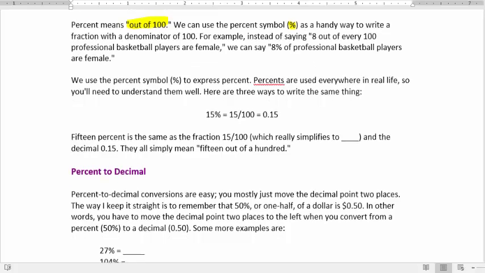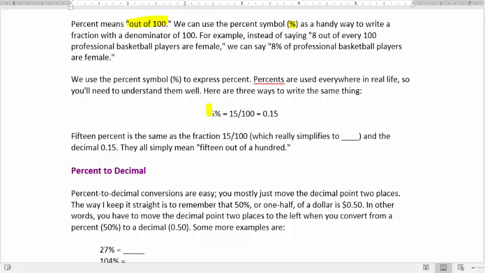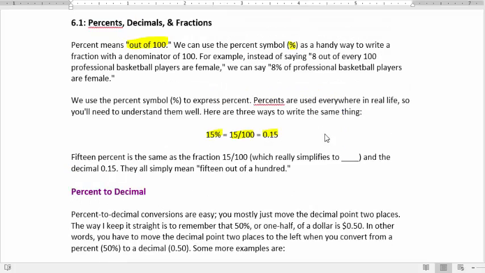Here are three ways to rewrite the same thing. So I can write 15%, 15 100ths, or 0.15. And that, in a nutshell, is the relationship between percent, decimal, and fraction. Now, of course, you might look at that fraction and say, well, that fraction can be reduced. Sure, right? 15 hundredths, 5 will go into both of those. So 15 hundredths would really simplify to 3 twentieths, because 5 goes into 15 three times, 5 goes into 100 twenty times.